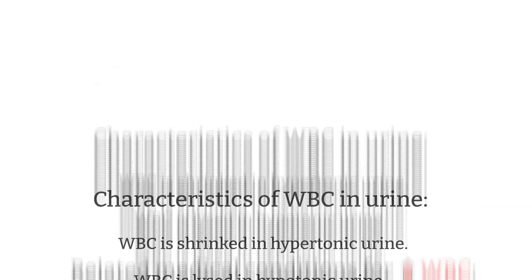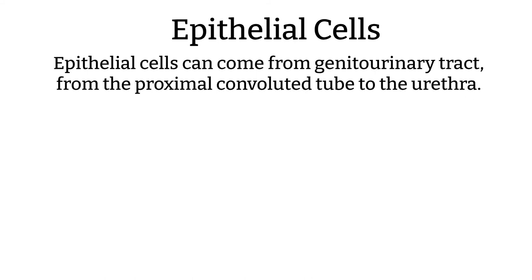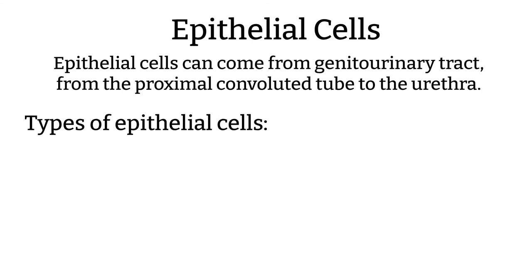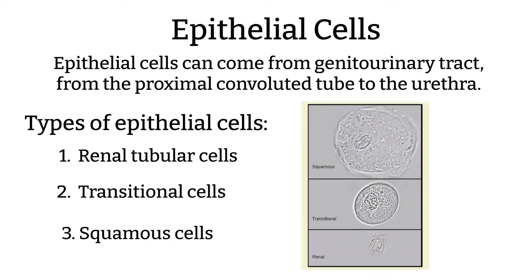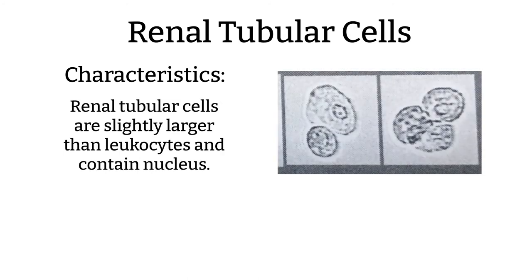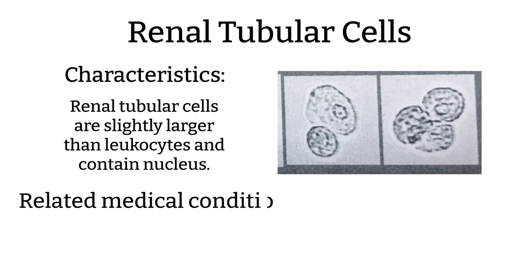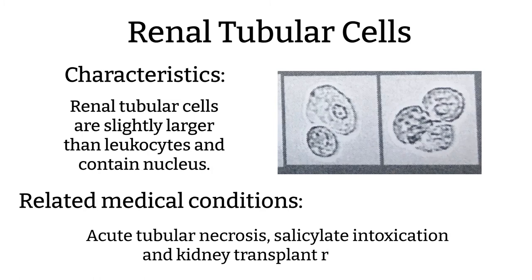Epithelial cells. If you can differentiate the types of epithelial cells, you can narrow down where the problem is. The three main types of epithelial cells in urine samples are renal tubular, transitional, and squamous. Renal tubular epithelial cells are slightly larger than leukocytes and contain a large round nucleus. An increased number of tubular epithelial cells suggests tubular damage. The damage can be caused by acute tubular necrosis or kidney transplant rejection.